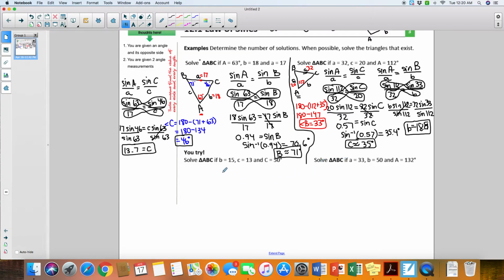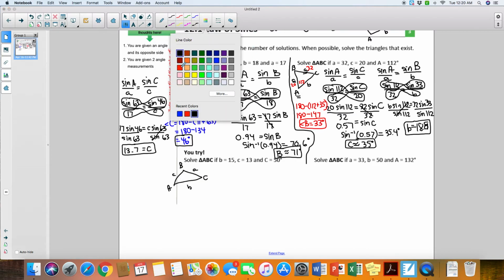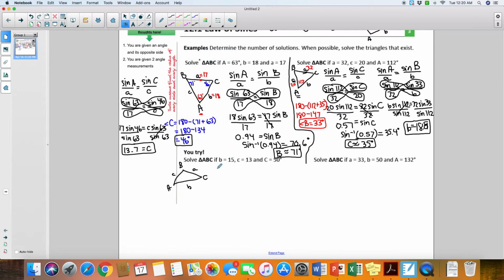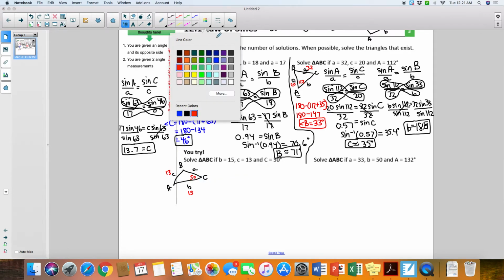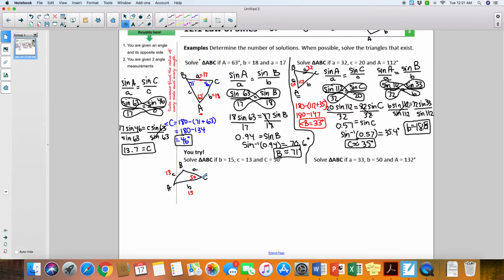Okay, so of course, first thing we want to do, draw my picture. So A, B, C. This will be little b, this will be little a, this will be little c. Now let's label. Little b is 15, little c is 13, and big C is 50. So I have both pieces of information for C.